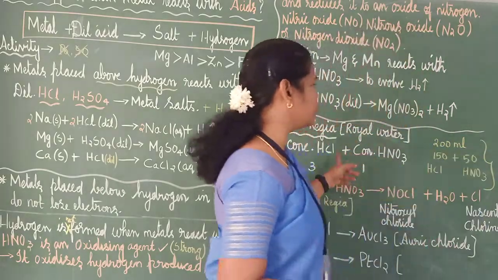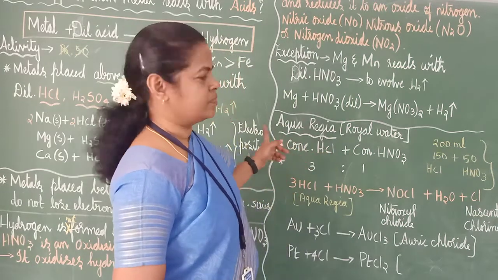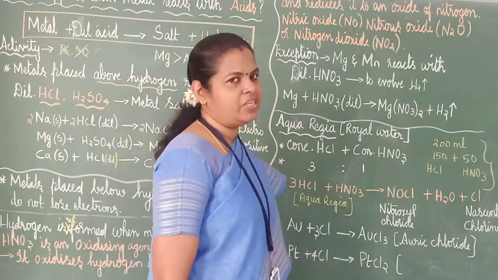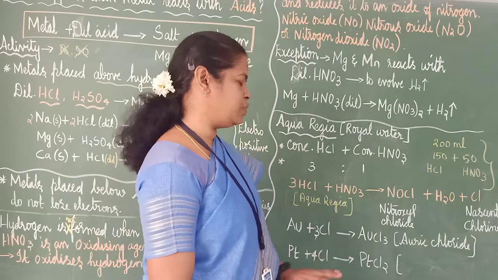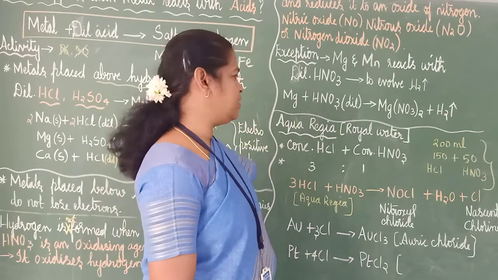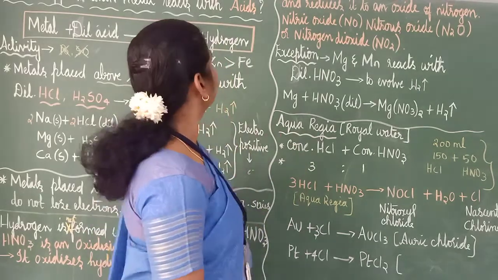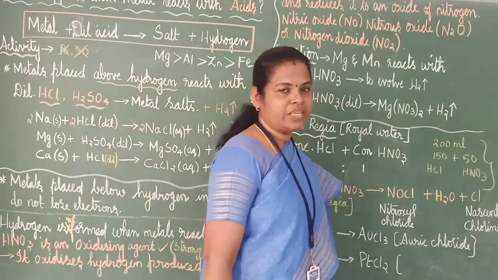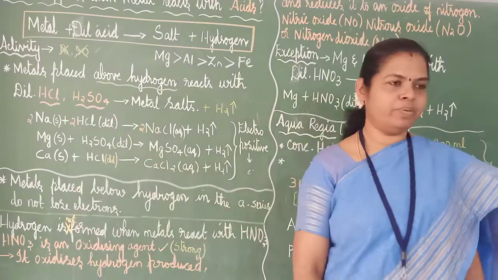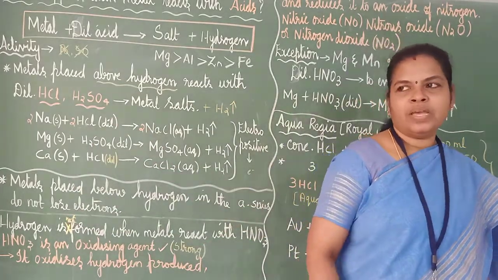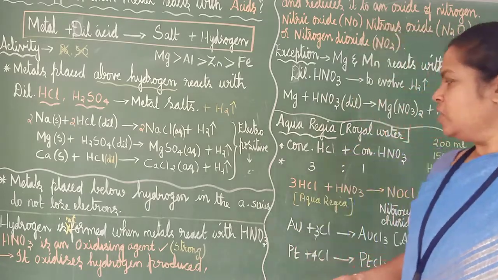So it is used to clean metals which are placed at the bottom of the activity series. Okay. Especially gold and platinum. So this is very important, aqua regia. So this is all for today. What happens when metal reacts with acids? You should study all the 5 points. And this is also very interesting. What is aqua regia? The other name of aqua regia is royal water.